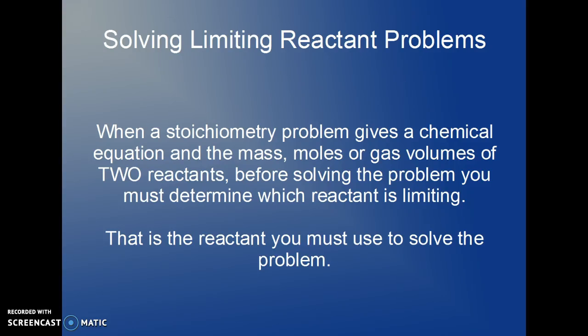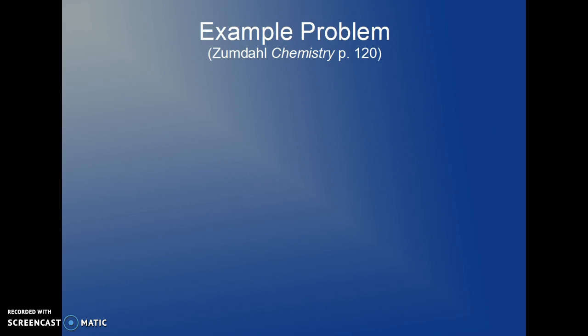Let's learn how to solve limiting reactant problems. When a stoichiometry problem gives you a chemical equation and either the mass or moles or gas volumes of two reactants, before you can solve the problem you must determine which reactant is limiting, because that is the reactant you must use to solve the problem. If you use the other reactant to solve the problem, you'll get an answer that is too big.